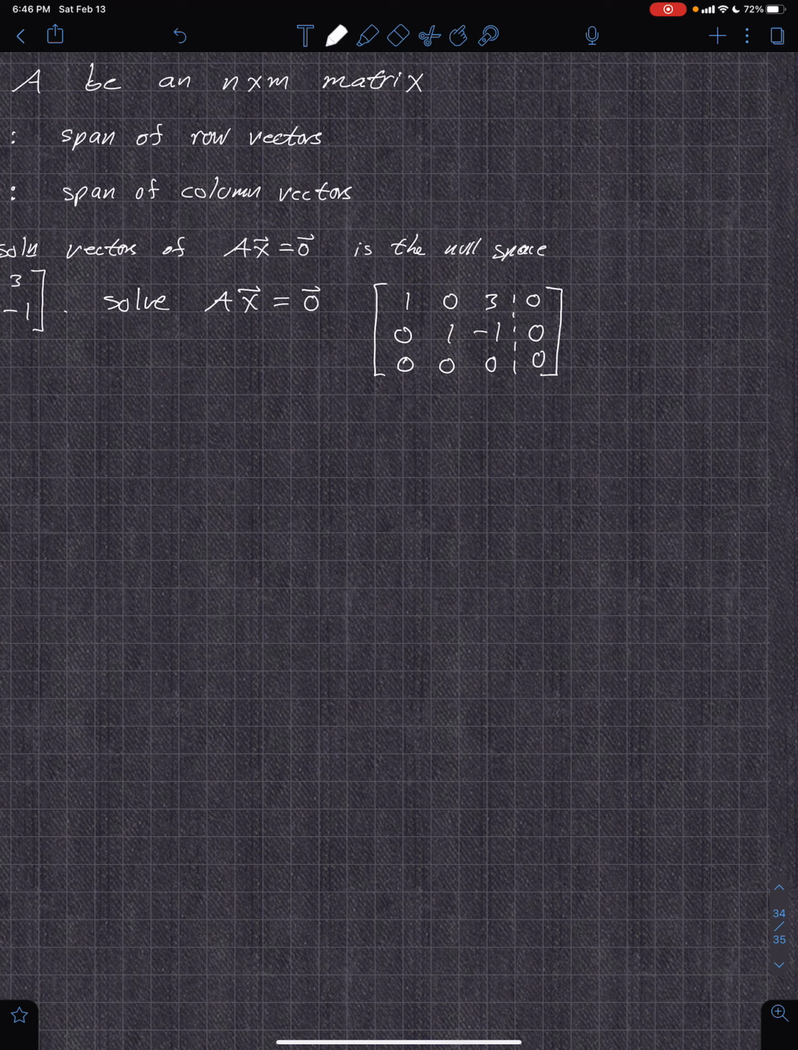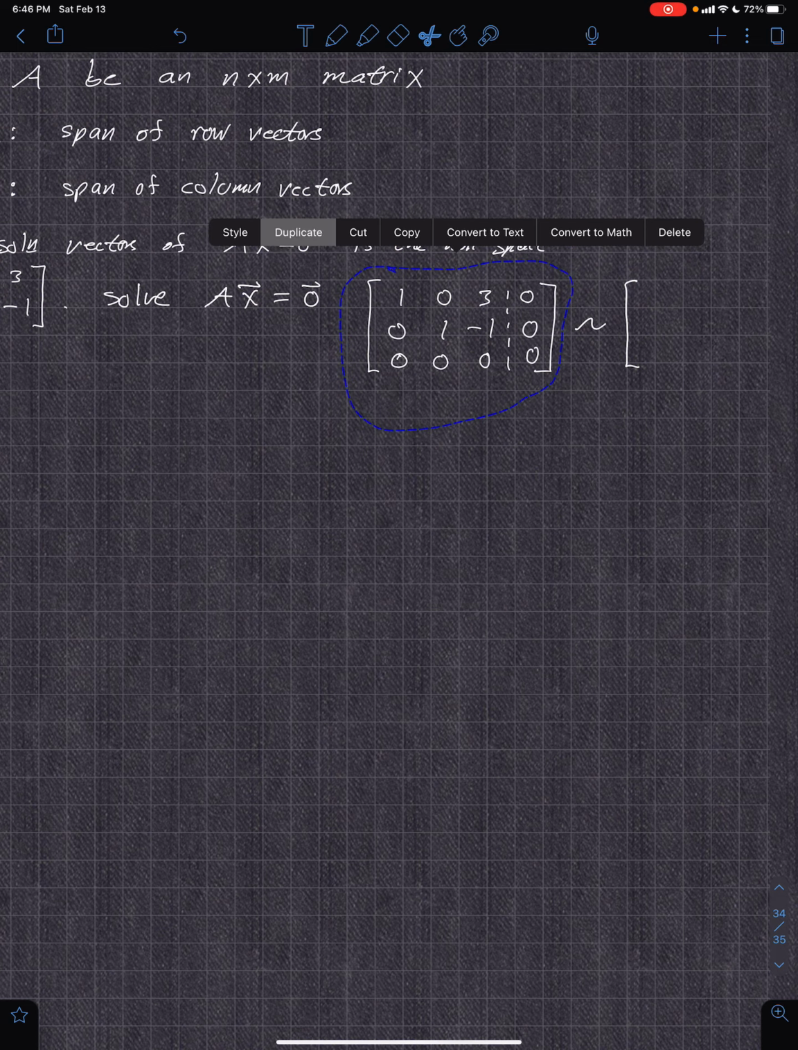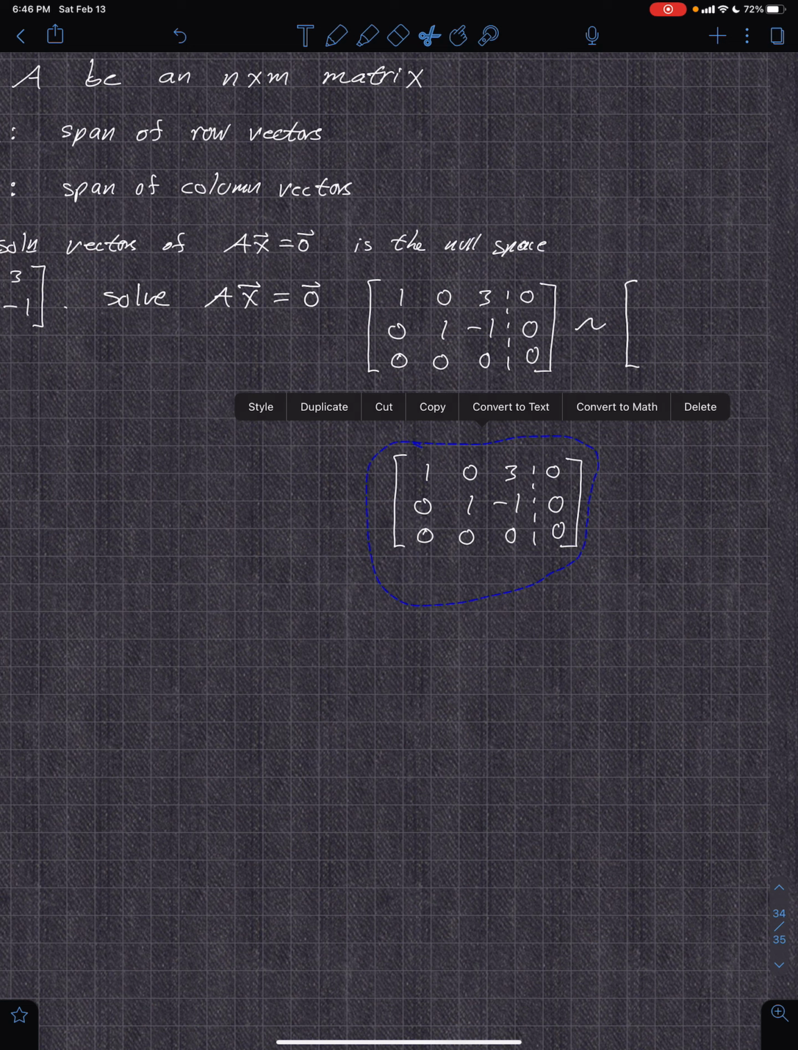You could just, if you have to, try it on your calculator, and you'll get exactly the same thing. So let's just suppose you did that. So let's do row reduced echelon form. If you did that again on a calculator, you get the same thing. Oops, I forgot to erase that.